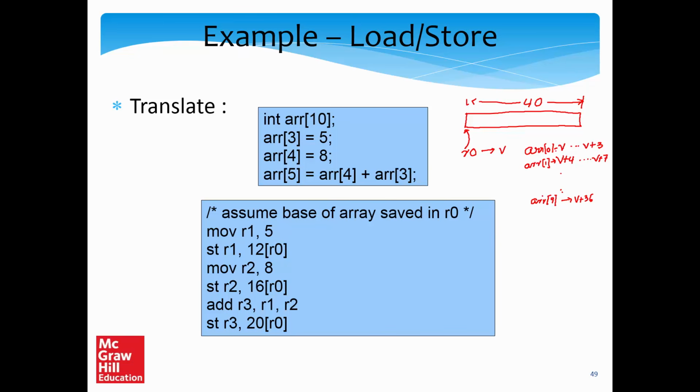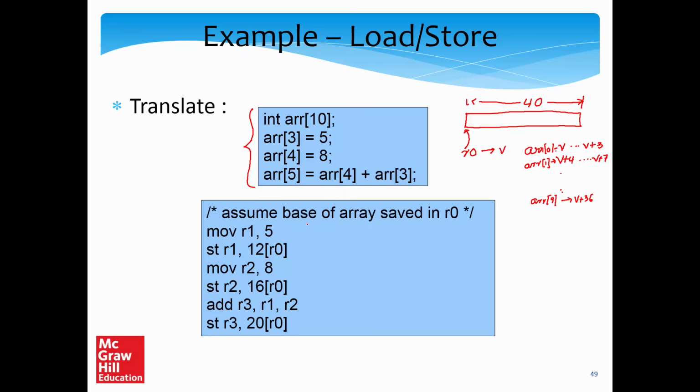So given this simple program, which I'm sure most of you would have learned in your basic C, C++ or Java programming class, let's try to implement this small program in assembly language. We have an array of 10 integers, where we assume the base of the array is saved in register R0. We set array[3], the element at index 3, to 5, the element at index 4 to 8, and we set array[5] equal to array[4] plus array[3].